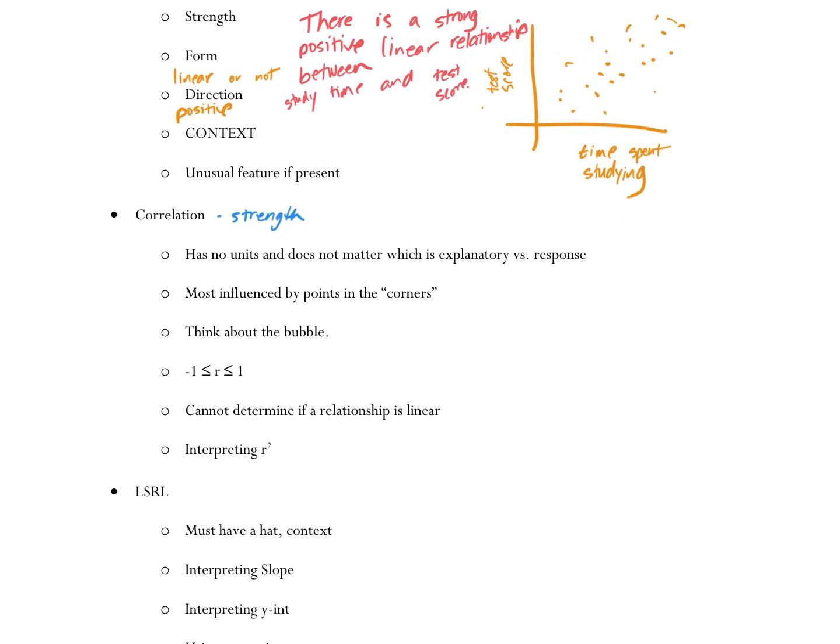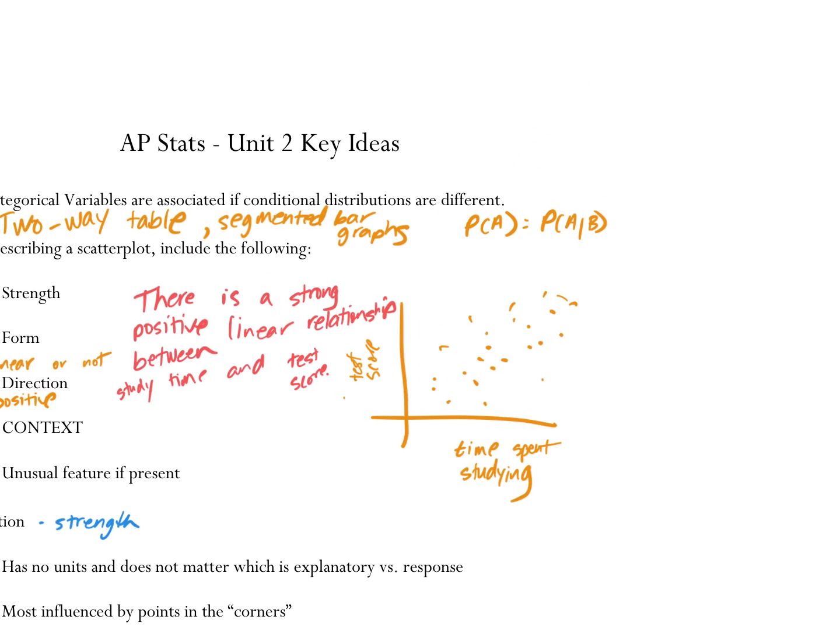Sometimes you'll see a scatter plot where you have one really wacky point, and usually that would mean you have to do some sort of extra analysis. So for instance, what if this scatter plot had a point right here? I might say that exact same statement and then say, however, there was one student who spent a long time studying and still didn't do well on the test. Okay.